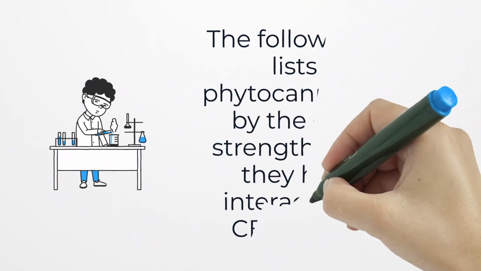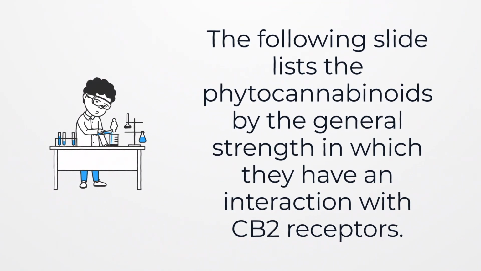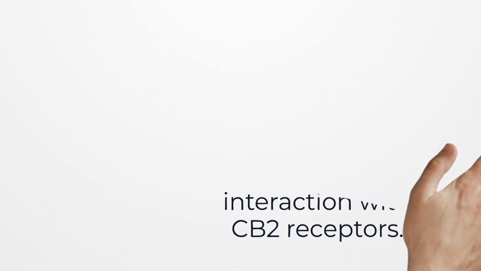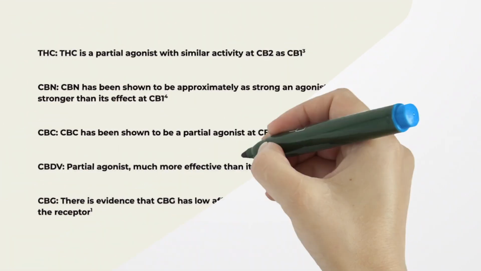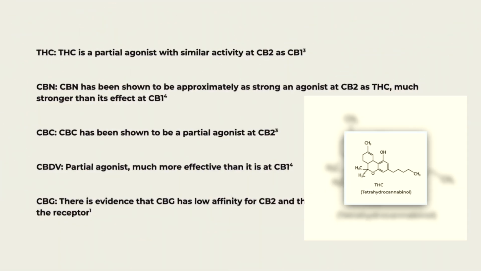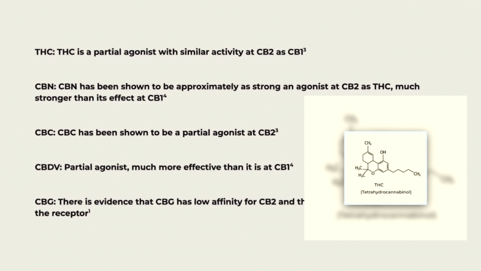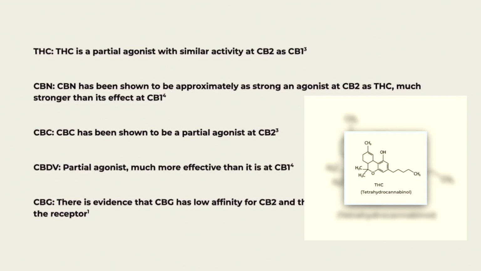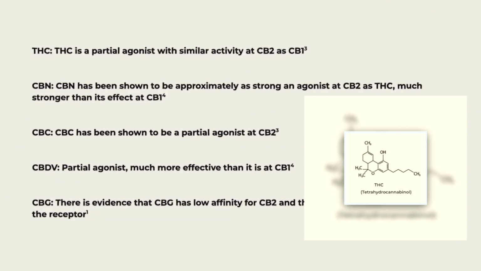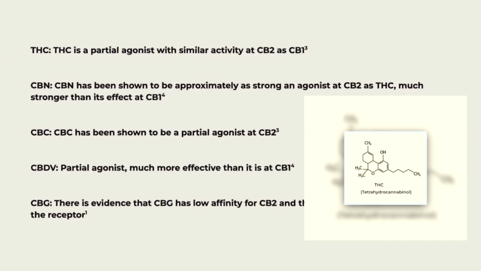The following slide lists the phytocannabinoids by the general strength in which they have an interaction with CB2 receptors. Being that the CB2 receptor system is not as well researched, this information is more limited in scope than that of CB1 receptors. First, we have THC. THC acts as a partial agonist at CB2. The interaction of THC with the CB2 receptor is similar to its interaction with the CB1 receptor.